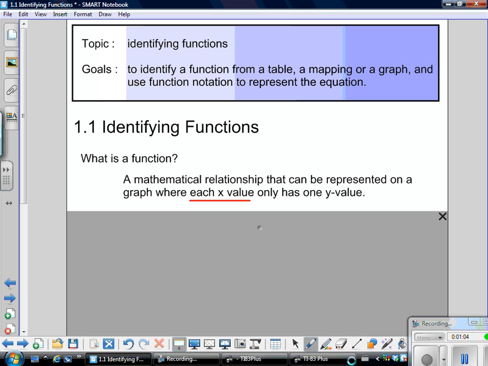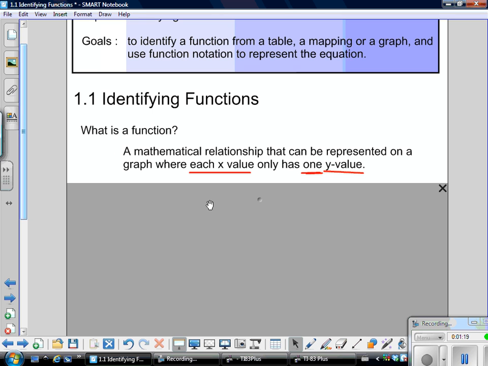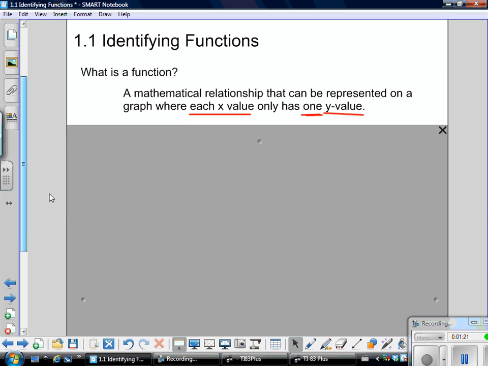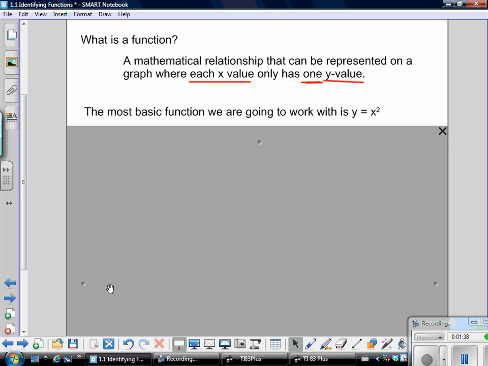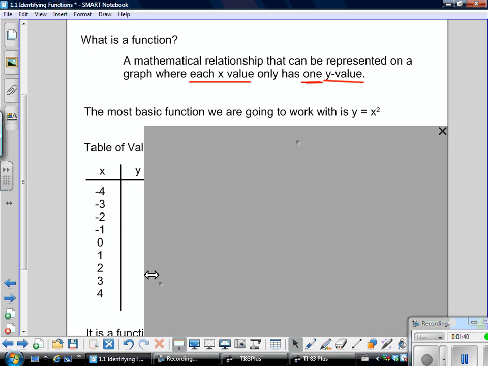Okay, so as we go down, and my computer froze, there we go. As we go down here, we'll look at it a little bit closer. The function that we're interested in, the most basic function, is going to be y equals x squared. And if you remember from last year, this is a parabola. So first of all, let's look at a few different things. The first thing that we're going to look at is from a table of values. Now I can do this a couple different ways.